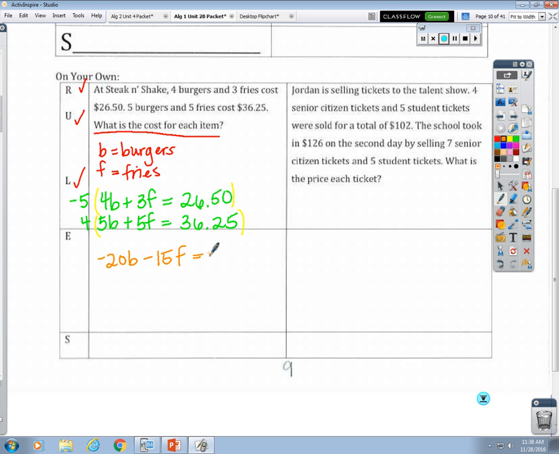Equals, what's 26.50 times negative 5? Negative 132.5? Okay, then when I multiply that other equation by 4, what does it become? 20b plus 20f equals 4 times 36.25, right? 145. Yep.